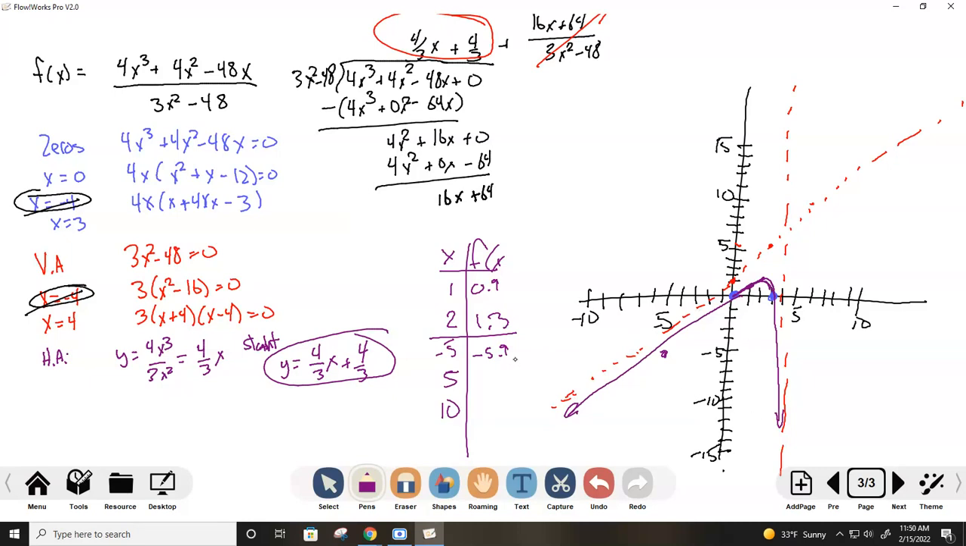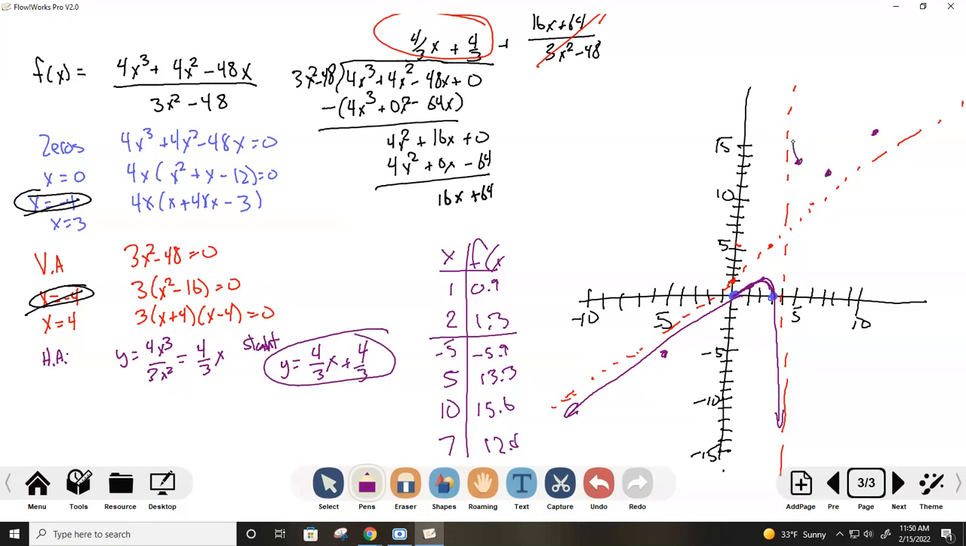At 5, I get 13.3. So that's up about here. At 10, I get 15.6. So I'm over here. Again, 2 points doesn't tell me too much, so I want something in between. I try 7. At 7, I got 12.4. And that's going to be about there.